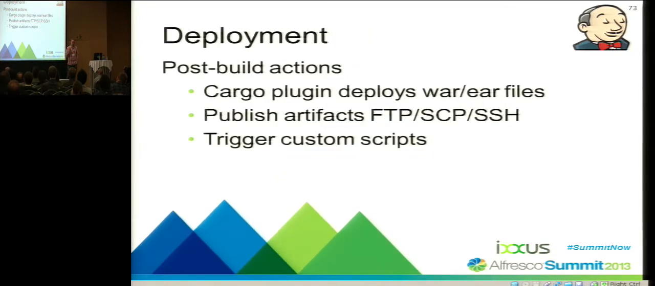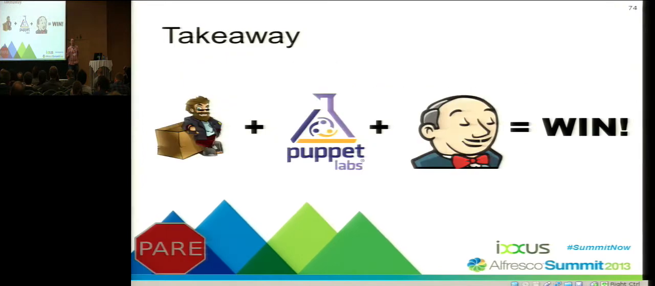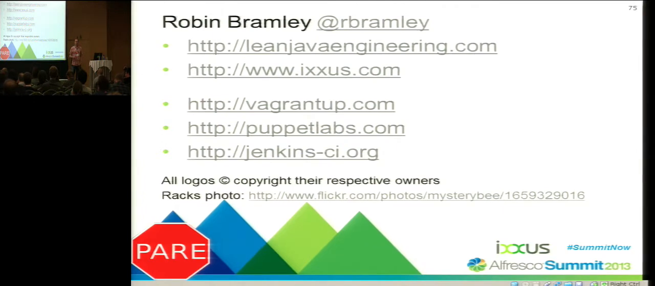And lastly, Jenkins can do post-build actions, and these can be used for deploying, say, a WAR file into a container using the cargo plugin, or shipping it over different protocols, and also triggering custom scripts. So if you need to put it somewhere, then it can do it for you. So the takeaway message is that there are tools that can help straighten it out. Vagrant on the development environment, Puppet for consistent configuration management across development and production, and then Jenkins for deployment. And it was a win.